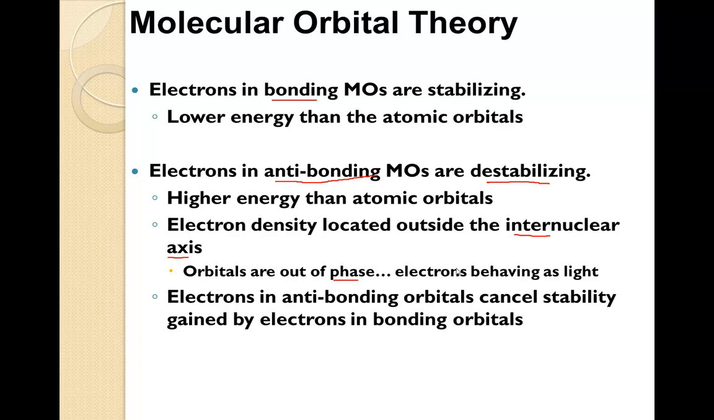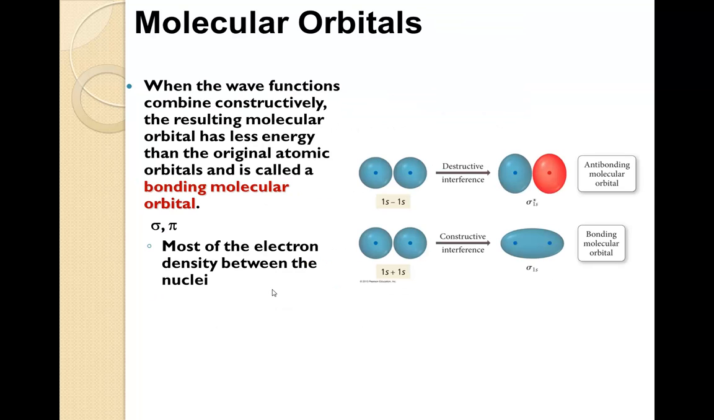If you remember, electrons behave as both particles and as light. So if we're looking at it as light, they're out of phase with one another, whereas bonding are in phase. Electrons in anti-bonding orbitals cancel stability gained by the electrons in the bonding orbitals. So let's take a closer look.